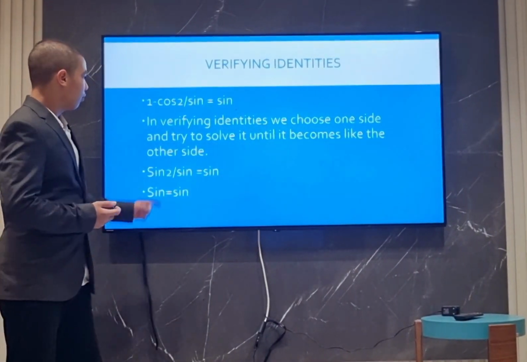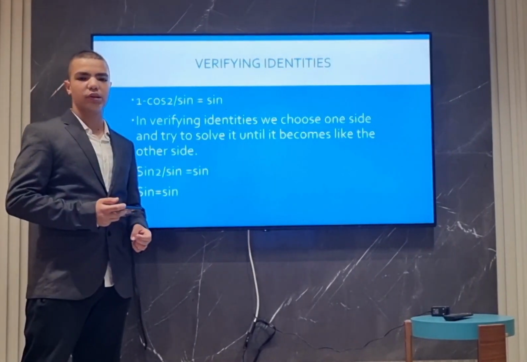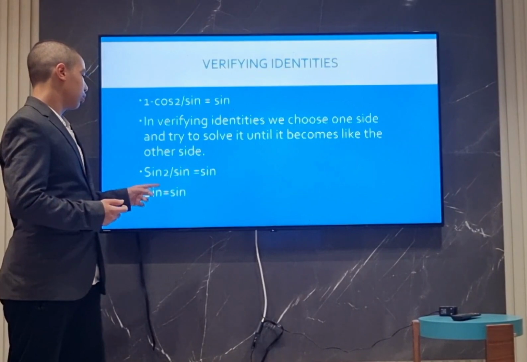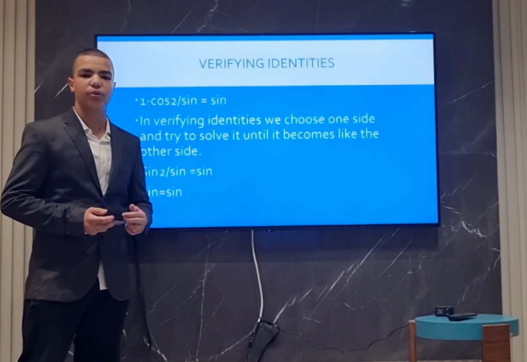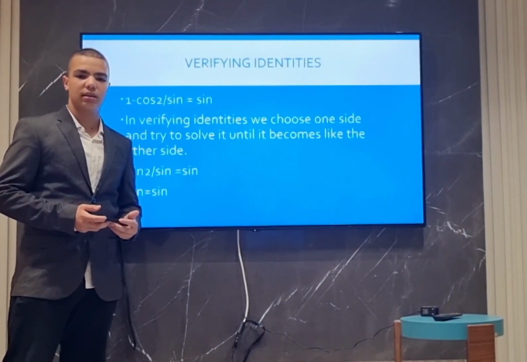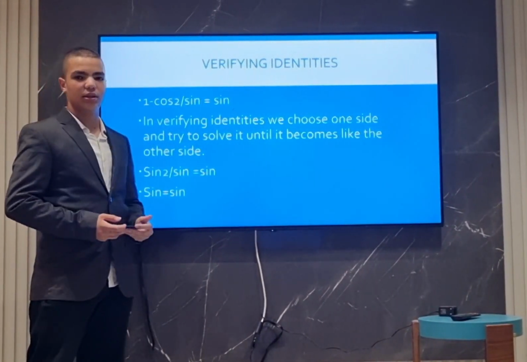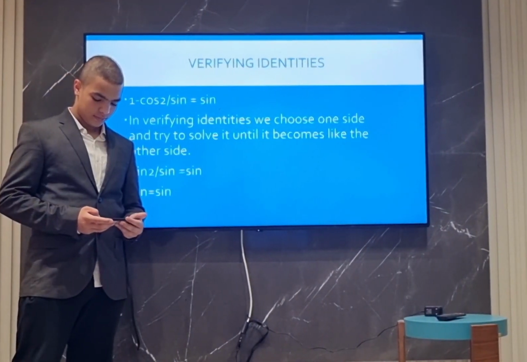Okay. 1 minus cosine power 2, according to the identity sine power 2 plus cosine power 2 equal 1, is equal to sine power 2. So sine power 2 over sine is equal to sine. And sine equals sine, so we solved the question.